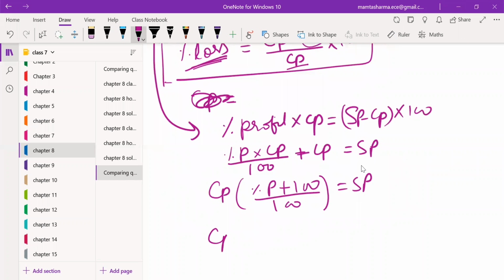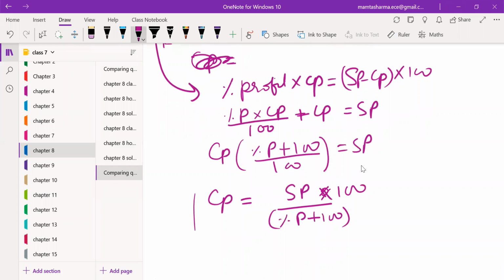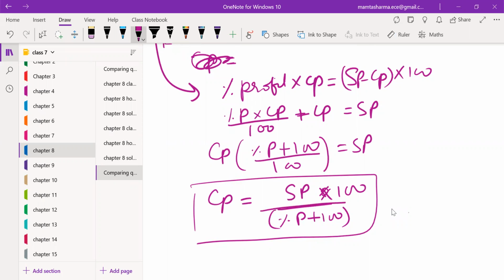So the CP would be percentage profit plus 100 divided by 100 into CP equal to SP. So CP would be SP divided by percentage profit plus 100 into 100. Am I correct? Ma'am, it is like SP into 100 by 100 plus percentage profit. Okay, so I did the same. Either you write 100 plus percentage profit or percentage profit plus 100, both will do. So this will be the fourth formula.